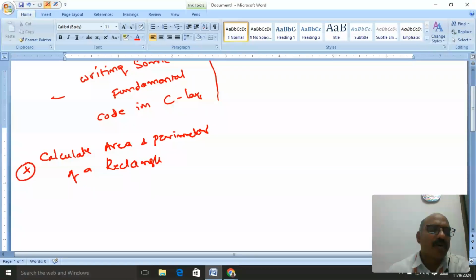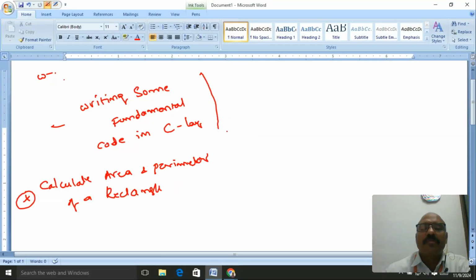To write the program we can understand what the given problem is. The given problem, please read out the problem twice or thrice. Calculate area and perimeter of a rectangle. So we also know that actually mathematics is the mother of all sciences and engineering.